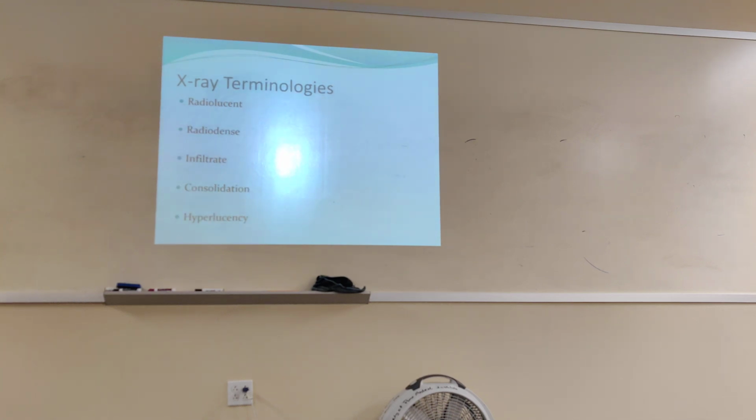Now let's define some terminologies here. Radiolucent means dark. Radiodense is white.